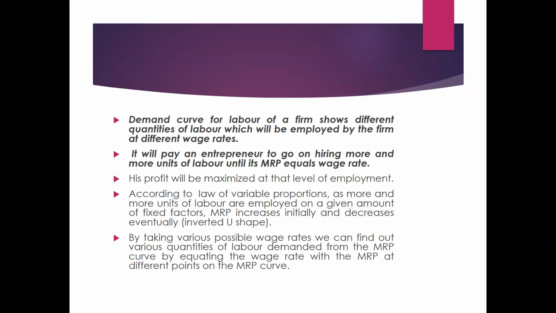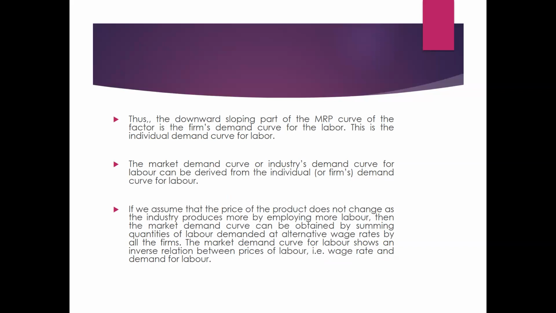By taking various possible wage rates, we can find various quantities of labor demanded from the MRP curve by equating the wage rate with the MRP at different points on the MRP curve. Here the downward sloping part of the MRP curve is the firm's demand curve for labor, and this is the individual demand curve for labor. When we talk about the market or industry demand curve for labor, it can be derived from the individual demand curves for labor.